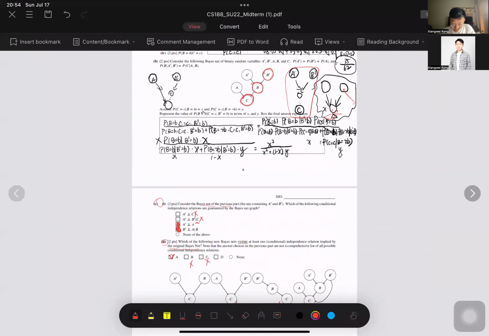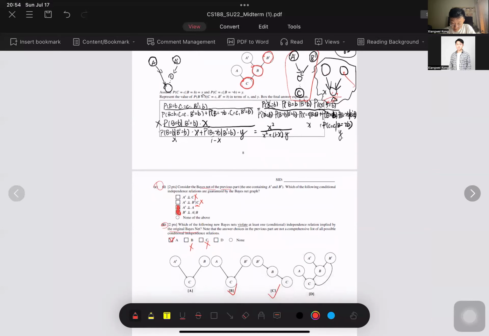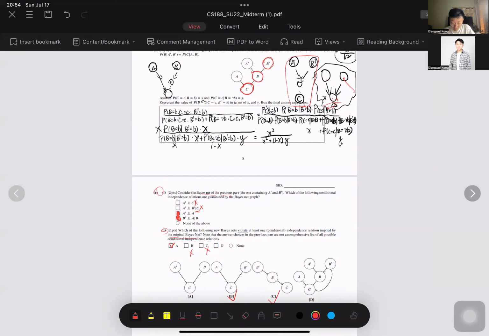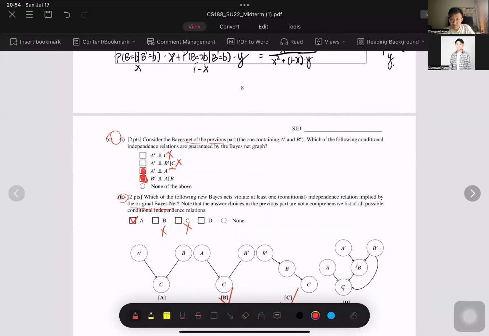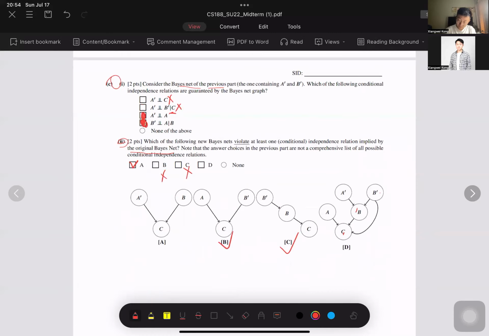For D, it just draws the same thing as the original one with an additional edge from B prime to C. In the previous graph, we know if we're given B, then B prime and C will be independent of each other. However, if there is an edge that connects B prime to C, then they will not be independent, whether we are given B or not. So it also breaks the independence relation. So we should choose D. And so for this question, we choose A and D.